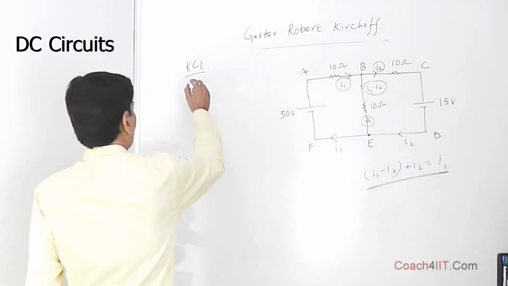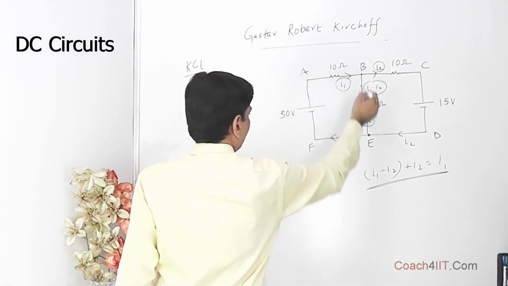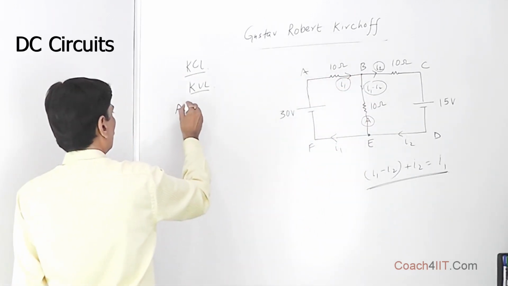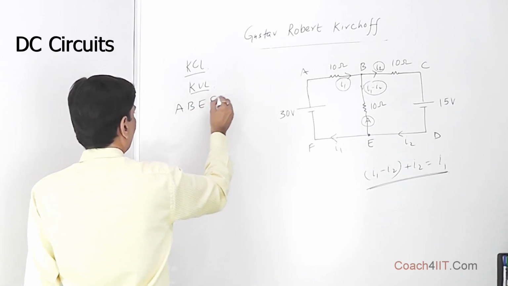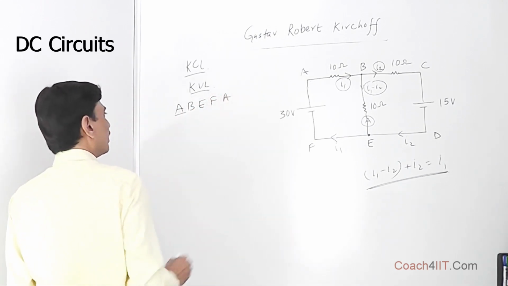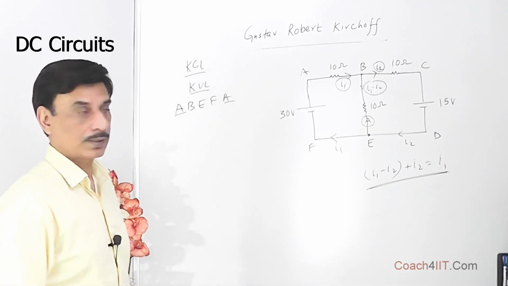Now let's apply KVL, and we go for the loop A, B, E, F, A. We take the loop A, B, E, F, A. We are starting the loop with A, and we are ending the loop with A only.